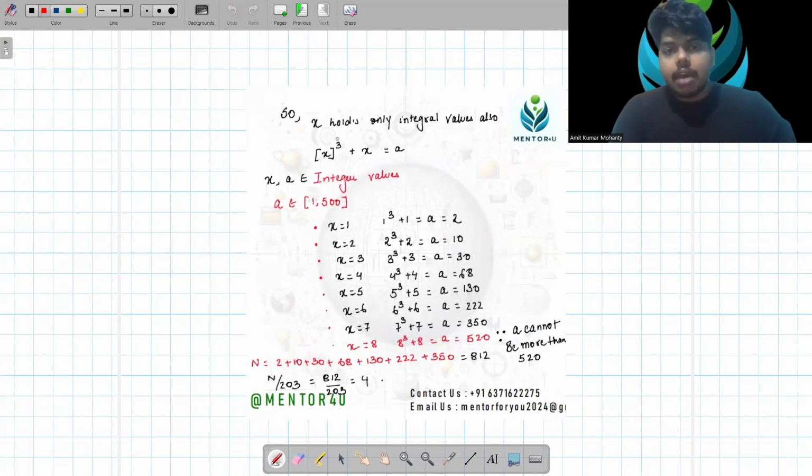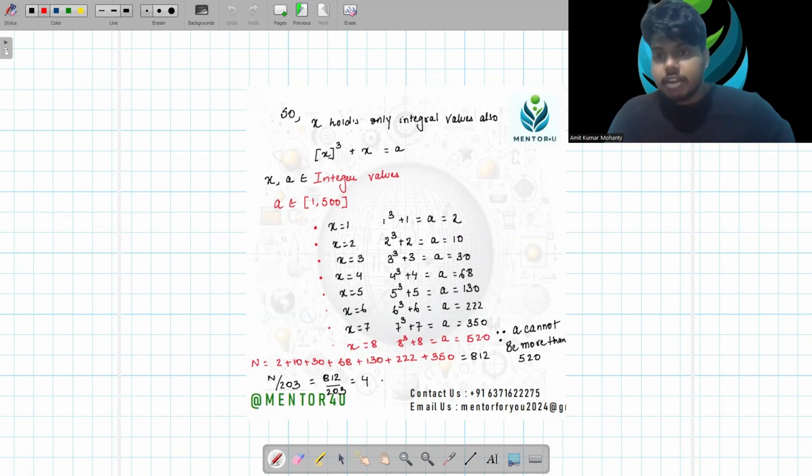So once we know that, x can only hold integral values. Why? Because the fractional value is always 0. So, for which numbers is the fractional value 0? For integer values like 1, 2, 3, that particular set, rather than fractional values like 1.33, 2.33. Clear? So, the greatest integer of x cube, plus x, equals a.